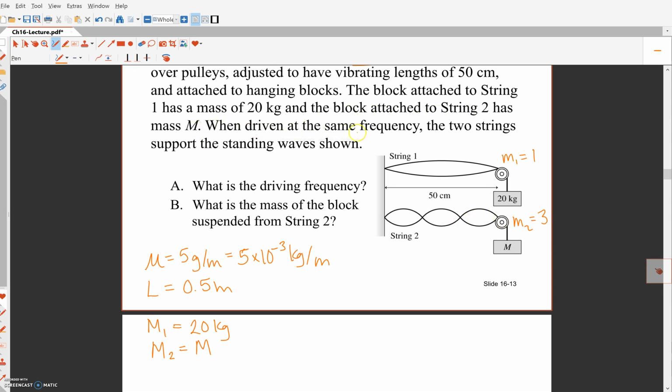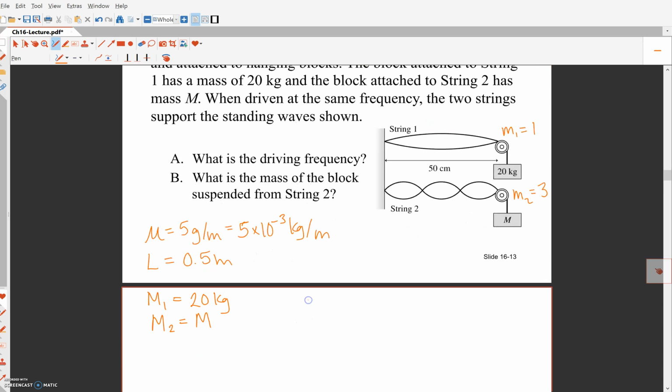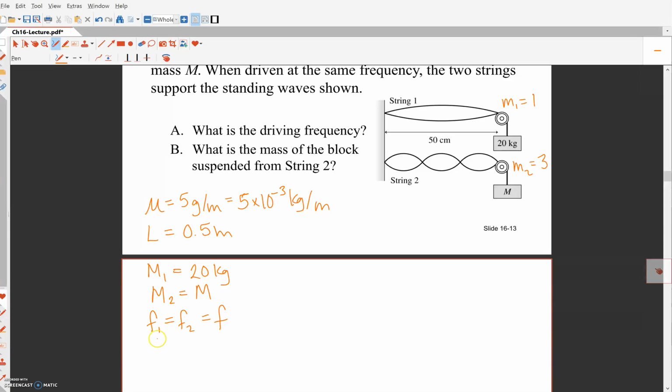Where was I? When driven at the same frequency, that means I'm going to call it f1 is equal to f2 is equal to f. I'm just going to call it f. The two strings support the standing waves shown. Okay, and I want to write down my mode numbers for each of them. So m1 is equal to 1, and m2 is 3, the modes are here.